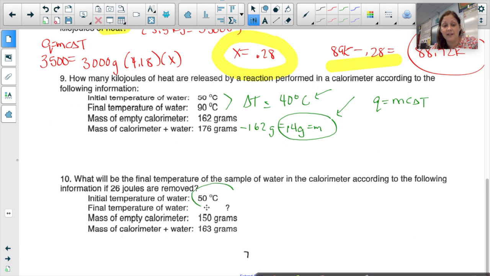And then notice in number 10, they ask you for the final temperature. So remember, you're always going to solve for the delta T and then use that in the problem after the fact. You're going to reread and see whether to add or subtract the delta T.